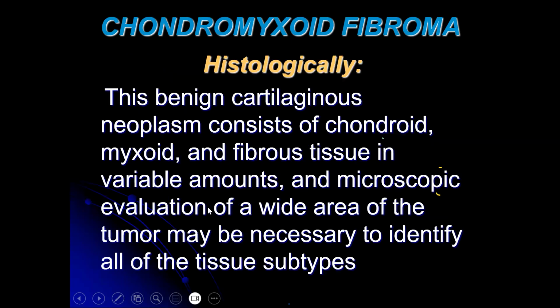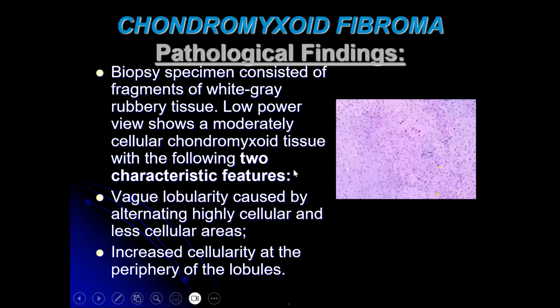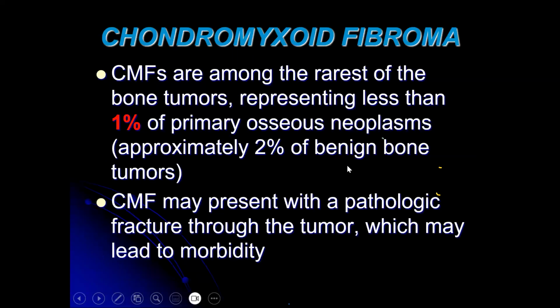It is a lesion which consists of chondroid, myxoid, and fibrous tissue. That's why we call it a chondromyxoid fibroma. And there is no evidence of malignancy. You can have focal calcification, and you have giant cells present in the pathology. So I will not dwell further on it.